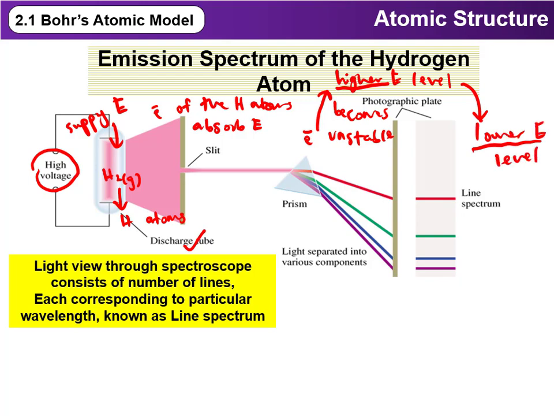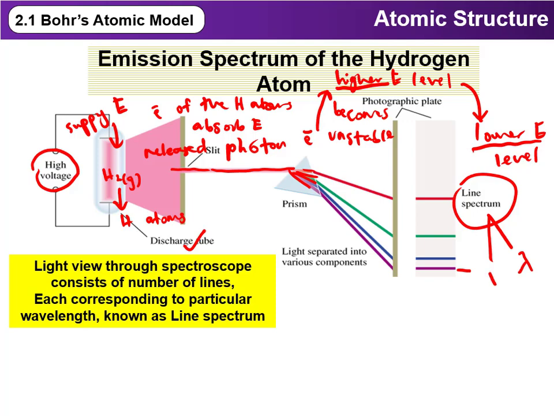When it falls, it will emit or release an amount of energy in the form of a photon. Then the photon, the light energy, will go through the slit, go through the prism, then disperse into the line spectrum. That's why we produce the line spectrum, where each line corresponds to a specific wavelength and frequency.